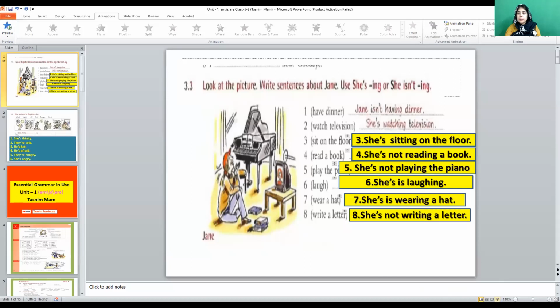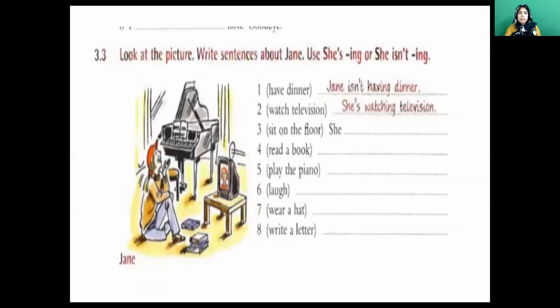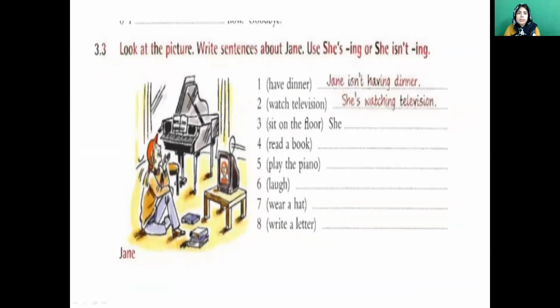So, the homework was 3.3. That means we have a picture and we will describe the picture, that means what she is doing now. Her name is Jane. Okay. So let us look at the picture. Write sentences about Jane. Use she's in or she isn't in.